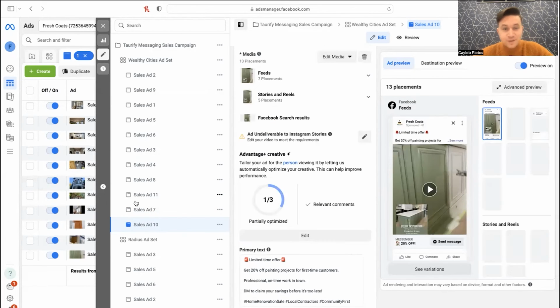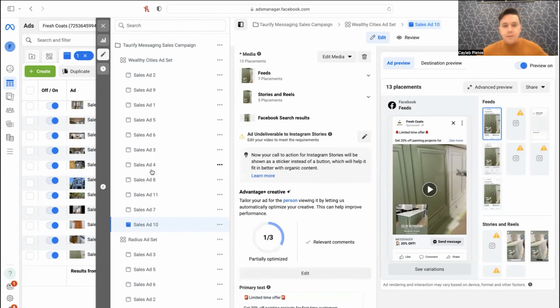So, I mean, if it's working, why stop? This is actually another cabinet painting. So yeah, we're definitely a little heavy on the cabinet painting, but honestly, it's a high ticket service, and it seems to work really well, so why stop if it's working?